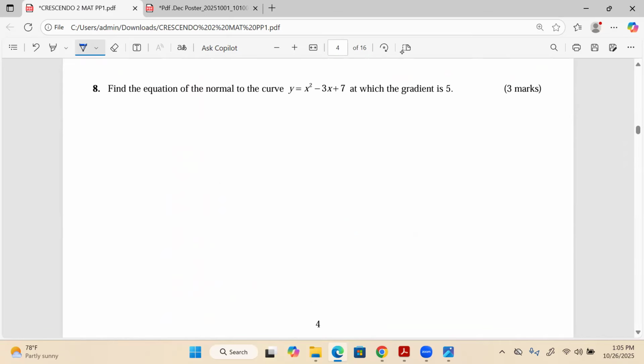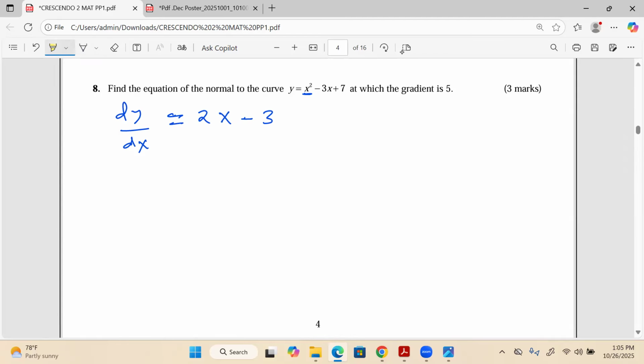Look at number 8. Find the equation of the normal to the curve y equals x squared minus 3x plus 7, at a point where the gradient equals 5. All right, so we can first find the gradient function. Gradient function is when you differentiate the function of the curve. Therefore, gradient function shall be dy/dx. So dy/dx shall be equal to, we differentiate, 2x minus 3. So this is the gradient function.